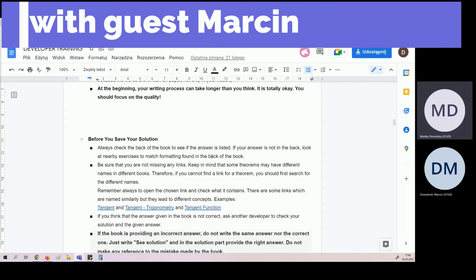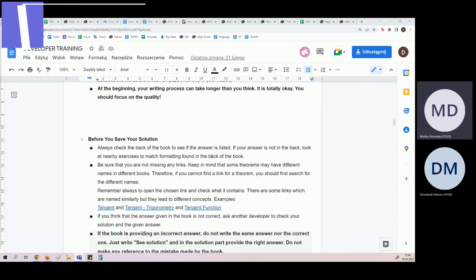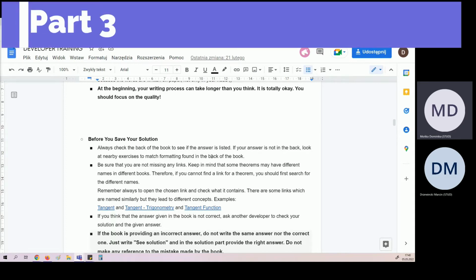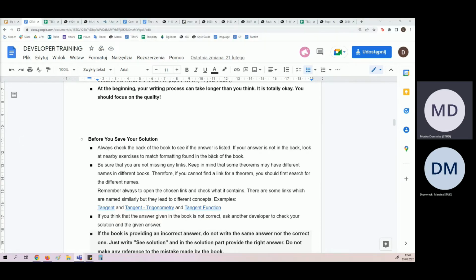Now, a few things about what to do before we save our solution. Of course, as everybody knows, it's important to always check the back of the book to see if the answer is listed. It's especially important because, for example, when we worked in Glencoe, if I remember correctly, or Pearson, there were no answers in the book, but in Glencoe pre-algebra, there were answers, and a lot of people didn't know about that because they were so used to not having answers in Pearson that they forget about the possibility of checking answers. So please always check that.